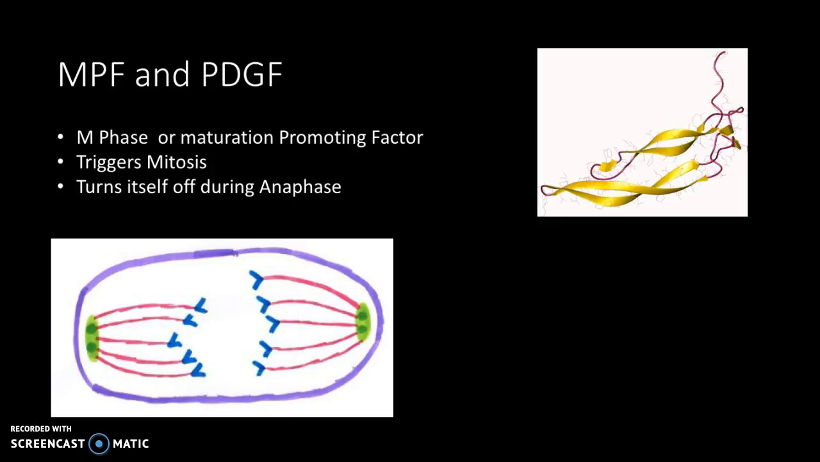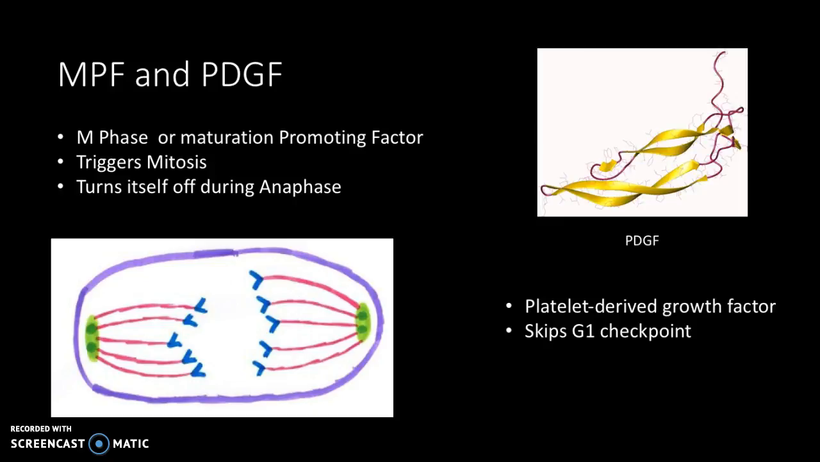Next, we have PDGF, as seen here, also known as platelet-derived growth factor. And this growth factor is very unique because in tissue cells, it allows the cell to completely skip the G1 checkpoint of the cycle, so it can just divide without any form of regulation. And it is believed to help with healing wounds, which is why your blood clots very quickly to prevent you from bleeding out in any form.